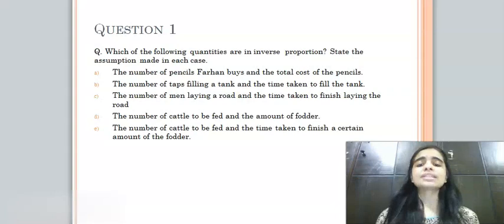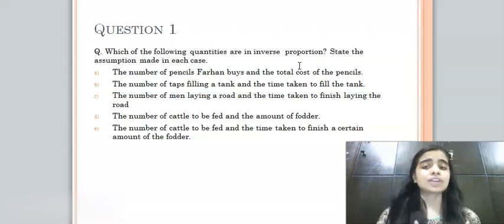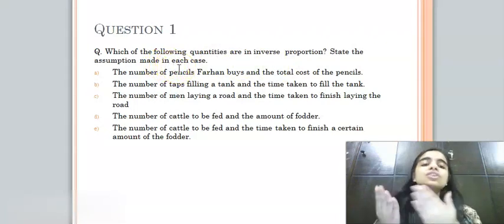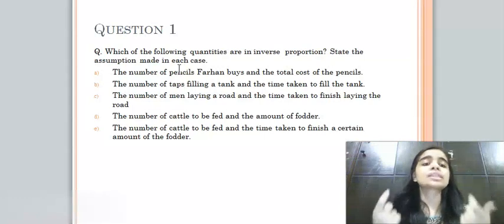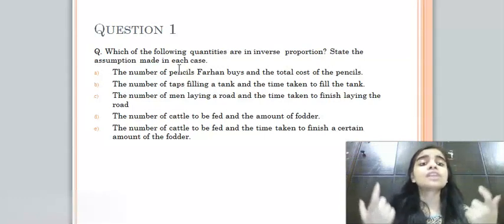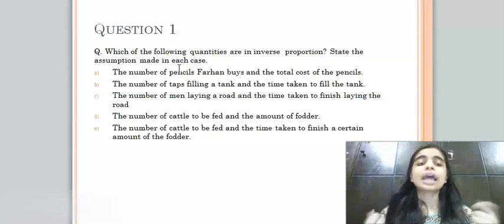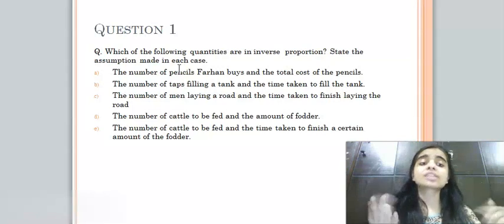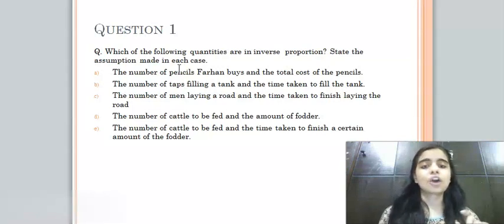Alright, question number 1 says, which of the following quantities are in inverse proportion? If you remember what inverse proportion is, when one quantity increases, the other decreases. State the assumptions made in each case. While one quantity increases and the other decreases, there is always an assumption, meaning there is always something which is constant. Like when the speed increases, the time decreases. So, what is constant? Distance is constant.